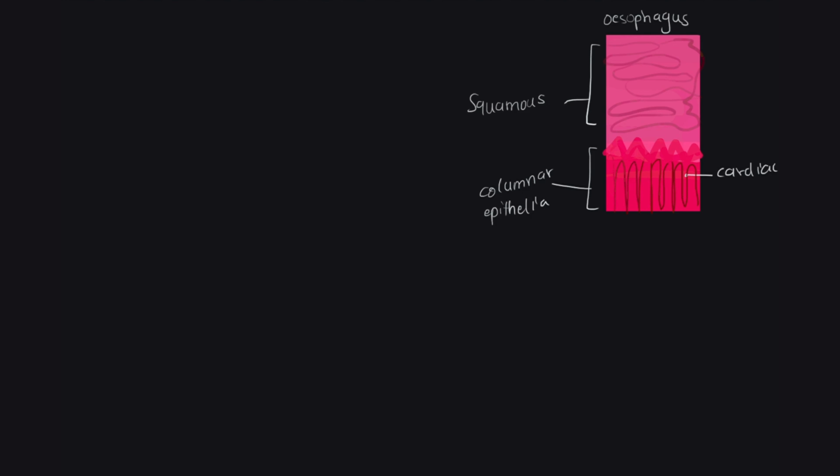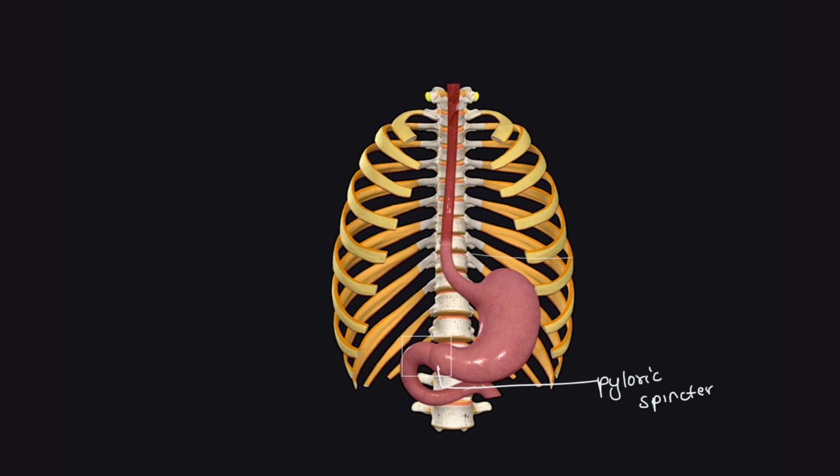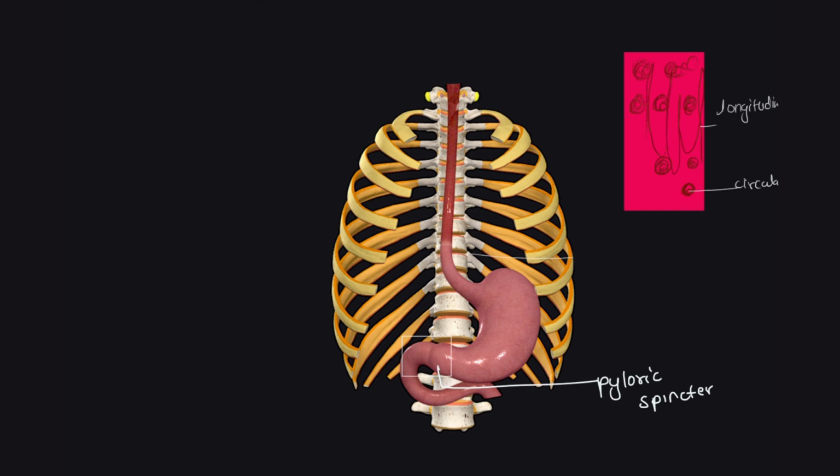Now let us look at the other sphincter, the pyloric sphincter. The pyloric sphincter too has a distinct mucosa. Its mucosa consists of longitudinal muscles, and then we have circular muscles that are separated by septas.